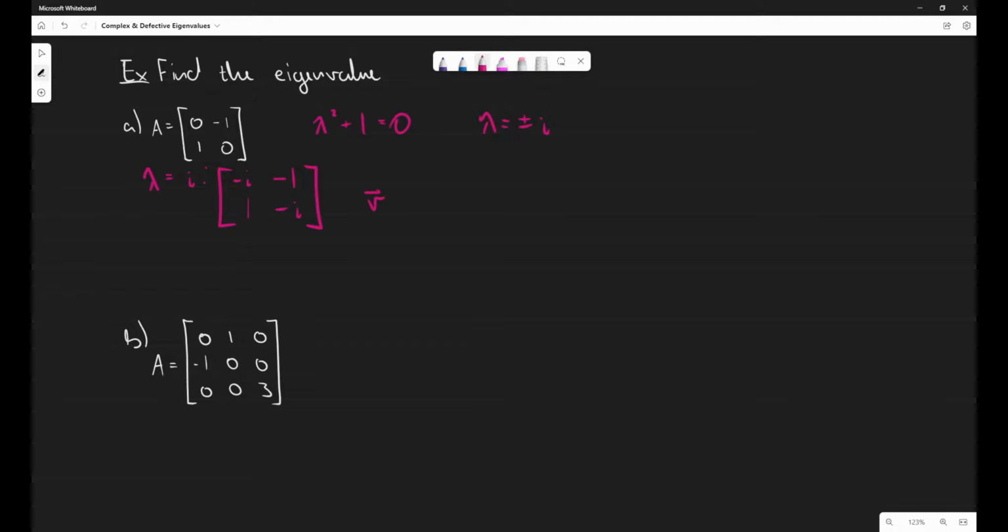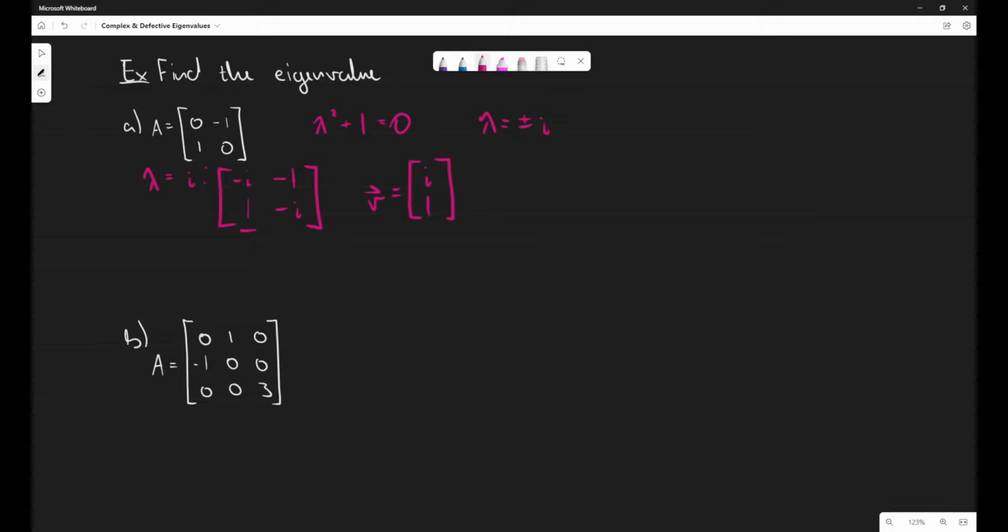We can do reduced echelon form, but we can also eyeball it. A quick note: as you get more complex eigenvalues, it becomes harder to eyeball the solution. At that point, you have to do row reduction. For this one, it's fairly simple. If we look at the bottom row, we have 1 and negative i. So we can just multiply the first one by i, and keep the other one as just 1.